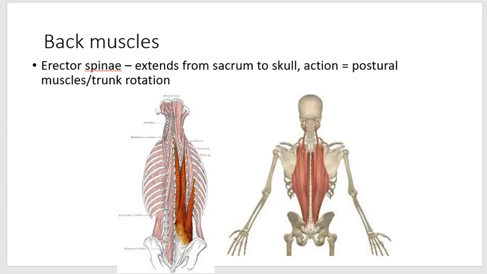And then your erector spinae, you see it has 3 major portions. For this class, you don't need to know those 3 portions. You just need to know this as the erector spinae muscles. Extends from skull to sacrum, so all the way down your back. And its major action is just to maintain posture and plays a little bit of a role in trunk rotation.